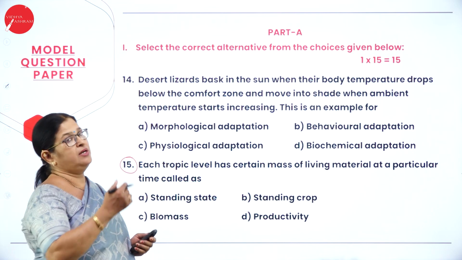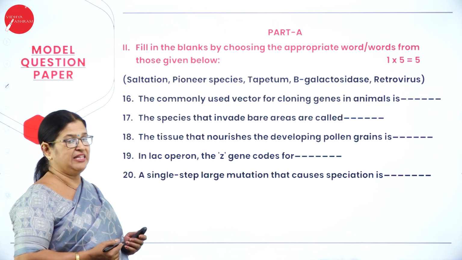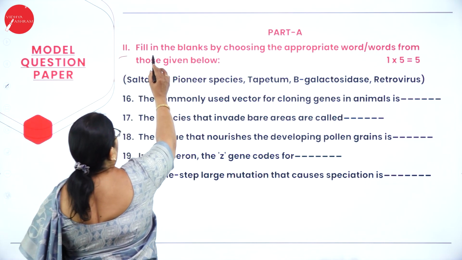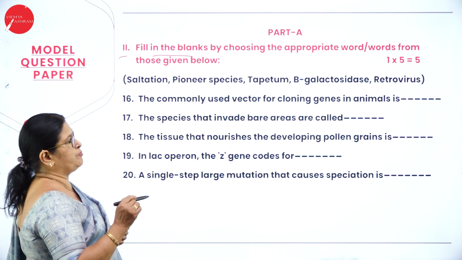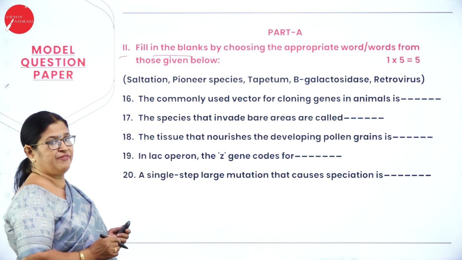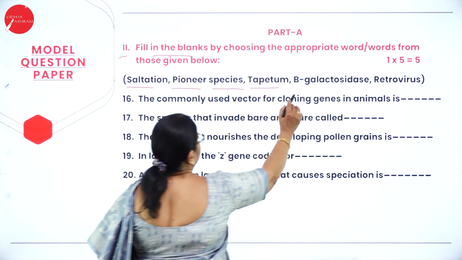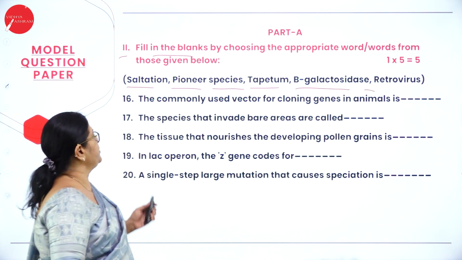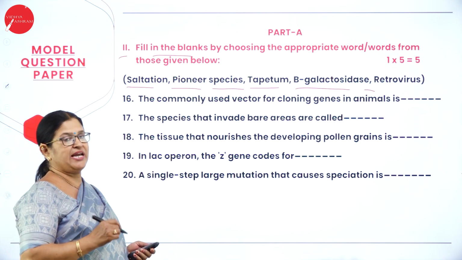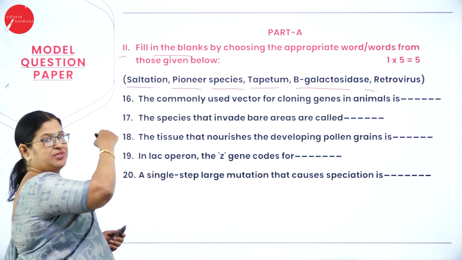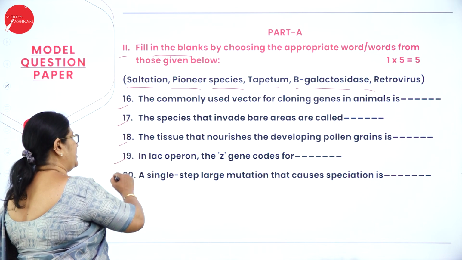Let me move on to the second section of part A, that is the fill in the blanks. So the second main question of part A: fill in the blanks by choosing the appropriate word or words from those given below. So here the answers will be given. The appropriate words or answers will be given. You are supposed to choose from them. So this is for 5 marks. That is, 5 questions will be asked and each question carries 1 mark. So the question number continues from 15, so you have 16, 17, 18, 19 and 20.